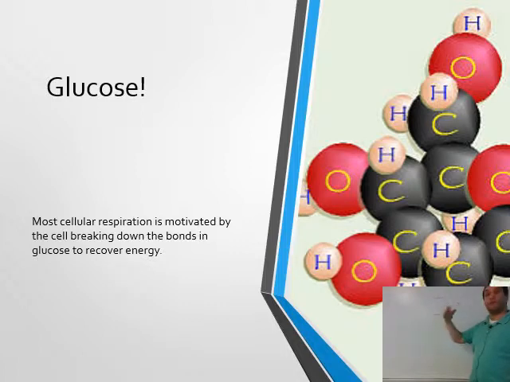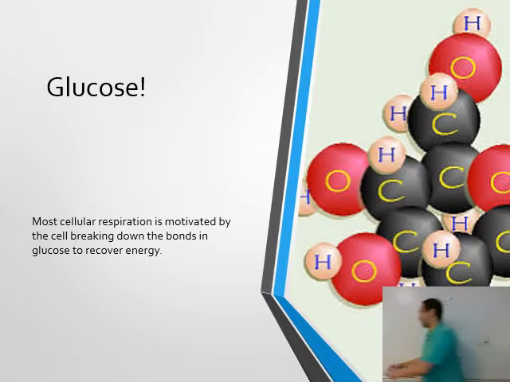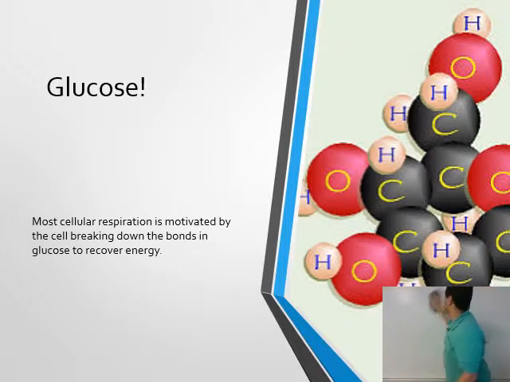The first thing you do in cellular respiration is you start breaking bonds. If you break a bond, what's released? Energy. Next thing you do, you break another bond. What's released? Energy. Glucose has a ton of bonds. So it can break down and release energy very easily.